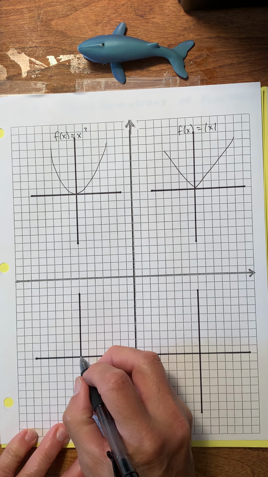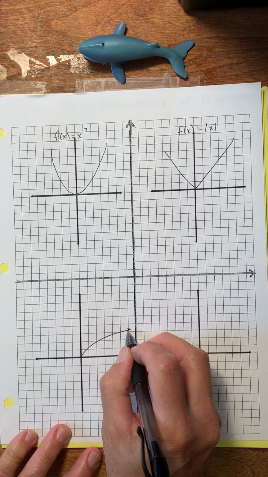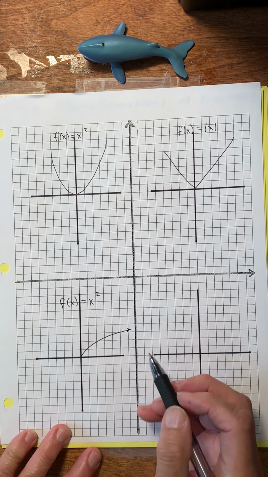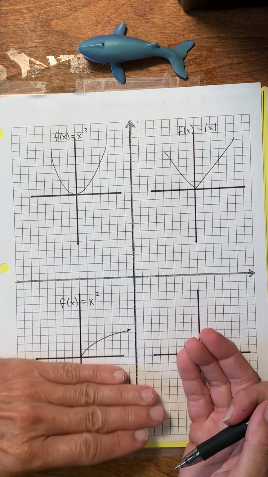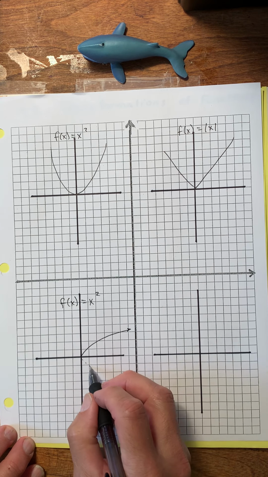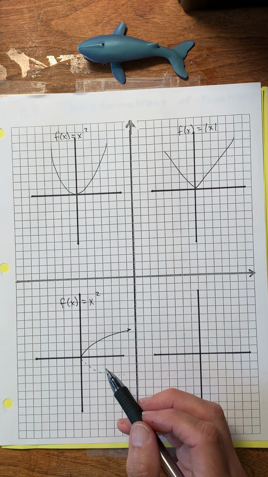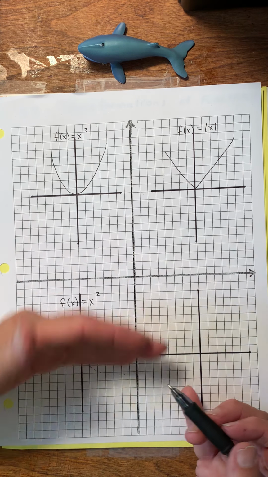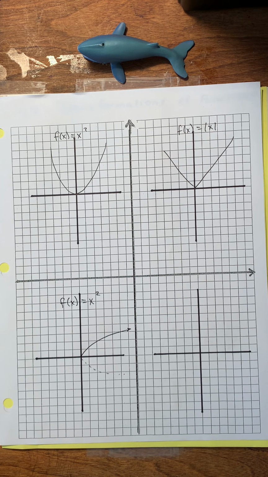Hey, here's another function, f of x equals x squared. What if I wanted to flip this function across the x-axis? Make a mirror image of this guy across the x-axis. That's another kind of transformation called a reflection. You can either reflect across the x-axis or you can reflect across the y-axis.